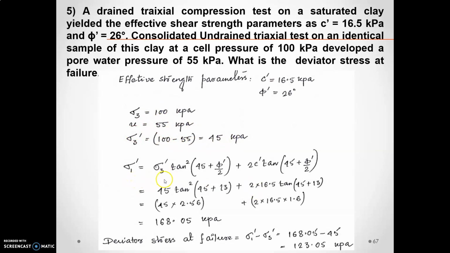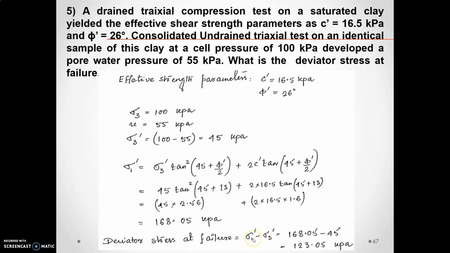We have sigma 1 dash is equal to sigma 3 dash tan square alpha plus 2c tan alpha. So here sigma 3 dash is 45, into tan square alpha, 45 plus phi by 2, phi is 26 degrees, so phi by 2 is 13, plus 2 into C dash, that is 16.5, into tan of 45 plus phi dash by 2, that is 13. So simplify this, we will get sigma 1 dash equal to 168.05 kPa. Now you have to calculate the deviator stress at failure.